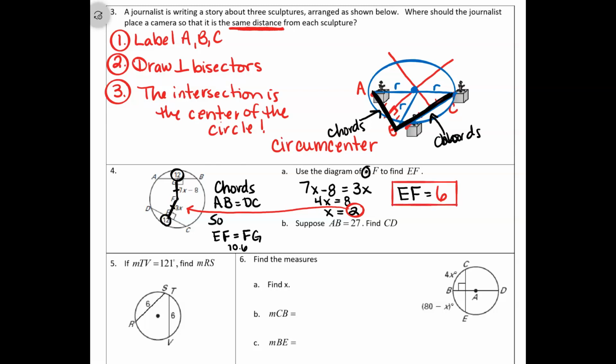Now, moving on to B, it says suppose that AB is 27. So AB is 27. It says find CD. Well, now since we have these equal, it makes the chords equal. So this is also going to be 27. So CD equals 27. I really like to say, since circles are so perfect, everything inside the circle that's congruent, they also are perfect. So everything works together. Now, let's look at question 5.